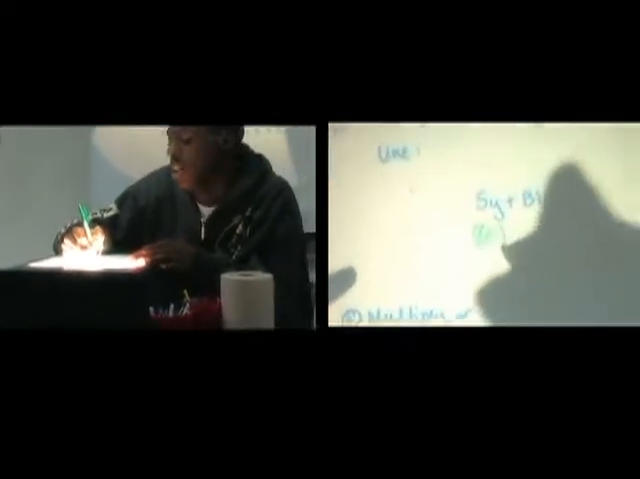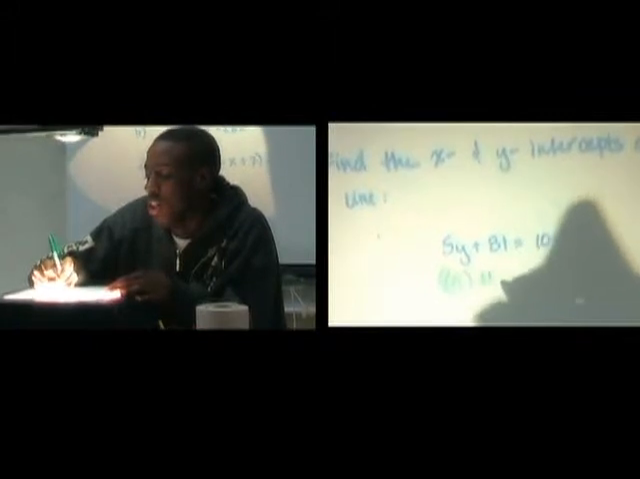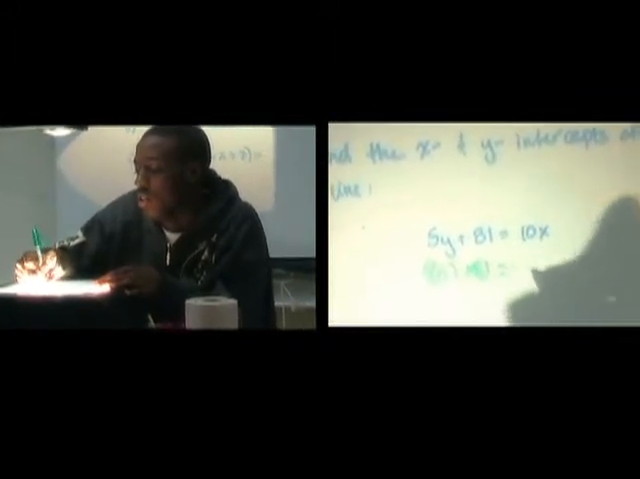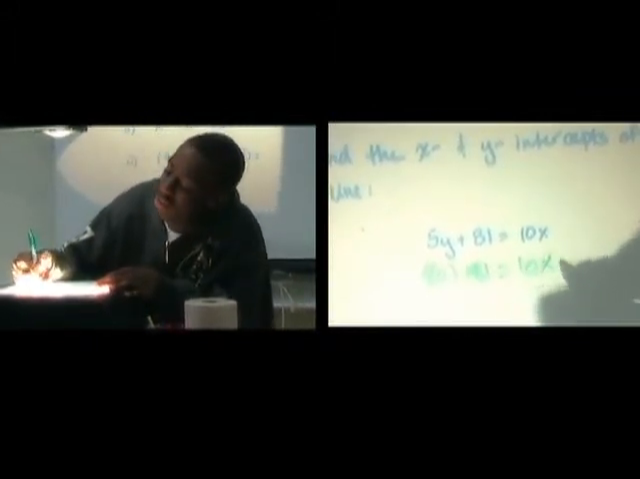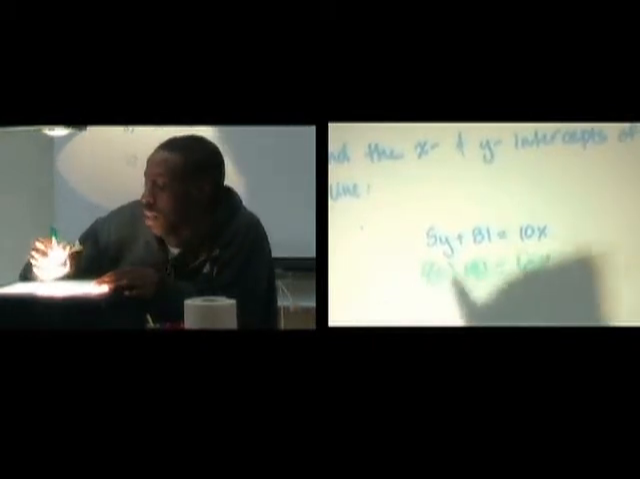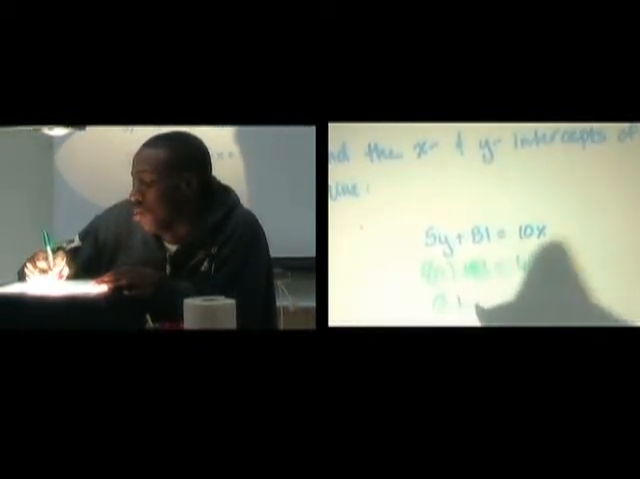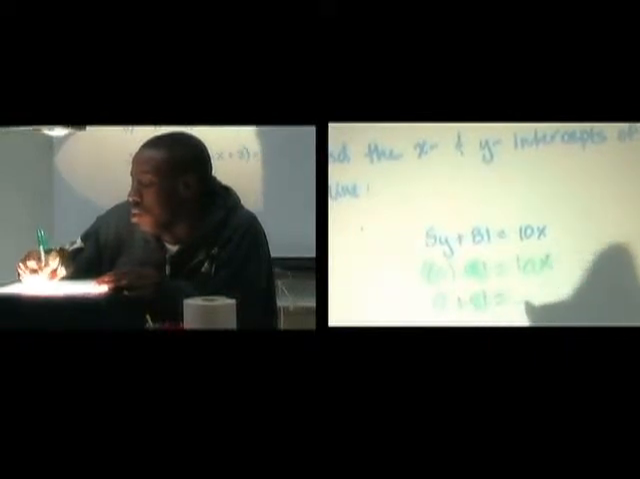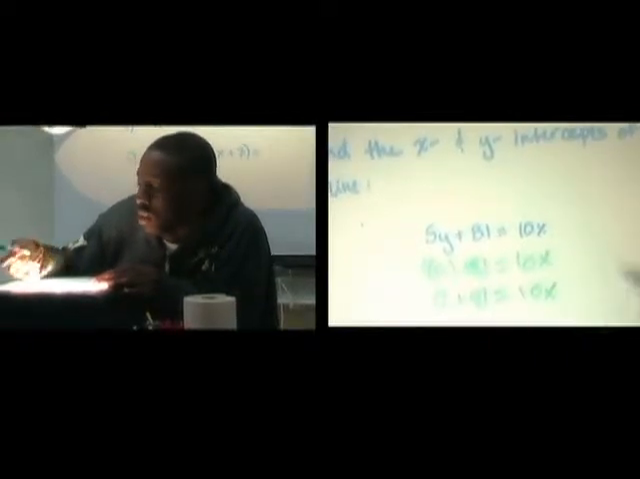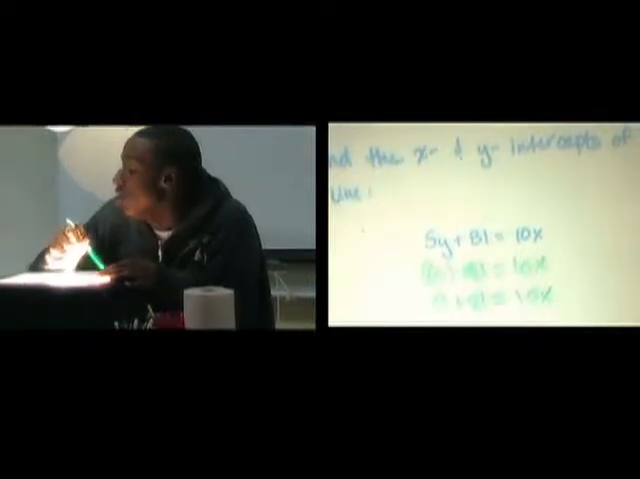Thanks. So I had to make the zeros. So I put 0 in for y. So 5 times 0 plus 81 equals 10x. Then 5 times 0 equals 0. So I rewrite the problem: 0 plus 81 equals 10x. And I have to get my numbers on one side and my x's on the other.